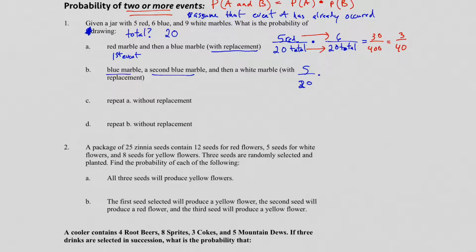I'm sorry, I'm looking at the wrong thing, sorry. Something was wrong here. 6 out of 20, right? And then another blue marble, same ratio, same probability, because we're putting the first one back, so it's not affected, the second one. And then what about the white marble?